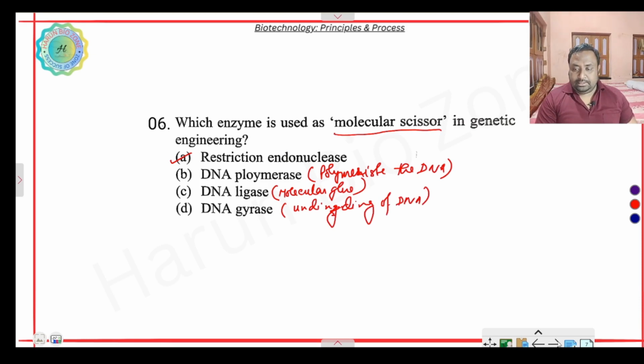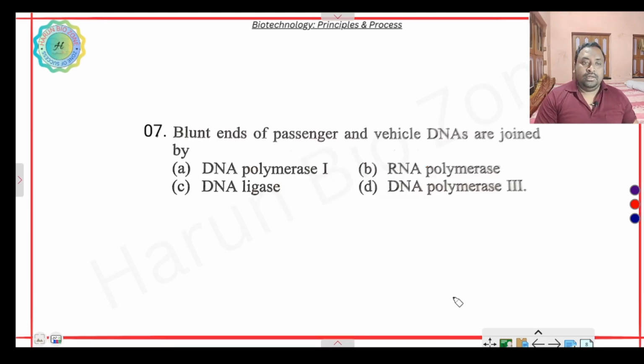Next question is: blunt ends of passenger and vehicle DNA are joined by DNA ligase, because this is called molecular glue.